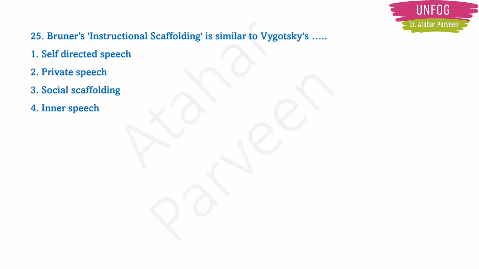Next, question number 25. Bruner's instructional scaffolding is similar to Vygotsky's. So they are comparing instructional scaffolding of Bruner to Vygotsky's what? They are given 4 options: self-directed speech, private speech, social scaffolding, inner speech. So it's a very common question wherein anyone can give the correct answer. The correct answer will be social scaffolding. See, instructional scaffolding, social scaffolding, and they are comparing the type of scaffolding of Bruner and Vygotsky. Okay.